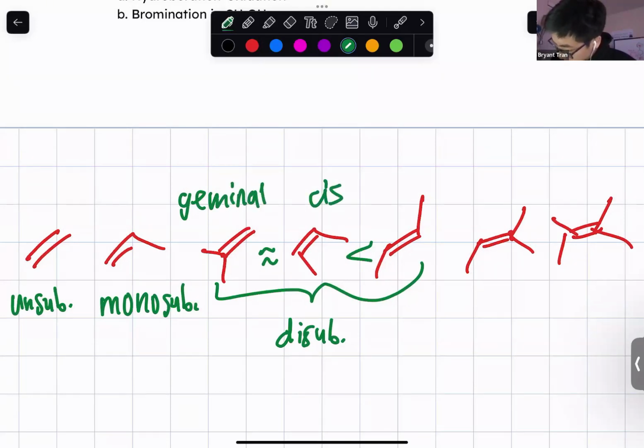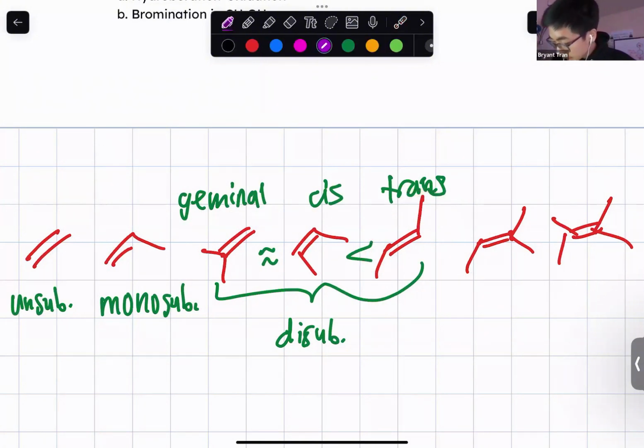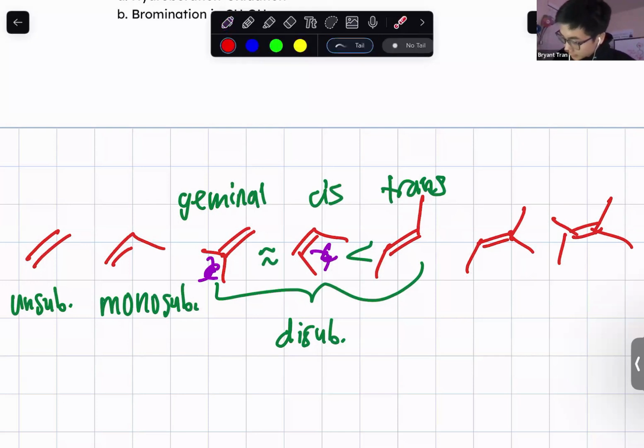This one is a cis alkene, and this is a trans alkene, where the trans alkene is more stable than both the geminal and cis alkene, right? The geminal and cis alkene are less stable than the trans alkene because of steric hindrance. These alkyl groups here are close to each other, bumping into each other, causing steric hindrance, which is not good. We don't want steric hindrance. That's less stable, right? And then we have a tri-substituted alkene here, and then a tetra-substituted alkene right here.